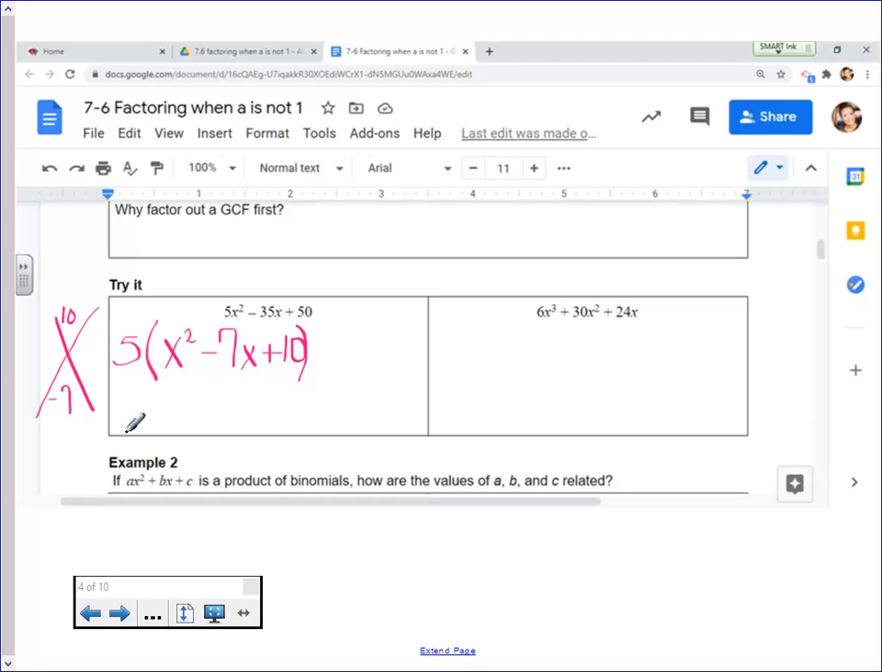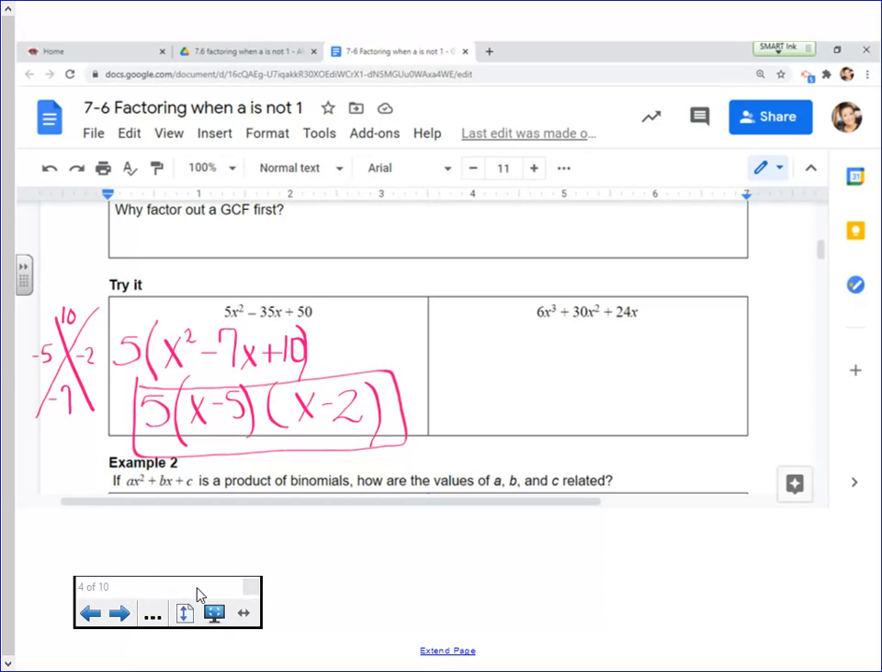So something that multiplies to give me +10, but adds to give me -7. Yeah, -5 and -2. So you're going to start with x minus 5, because that's our first little puzzle piece, x minus 5, and then x minus 2. That's going to be our answer.